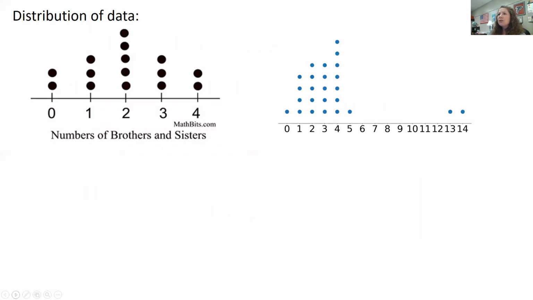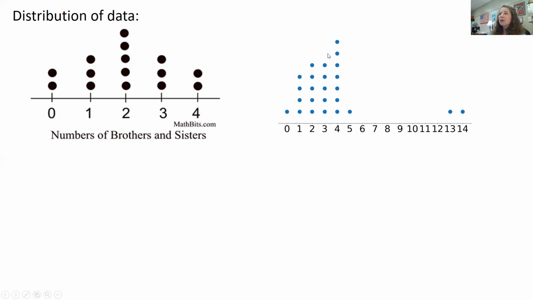All right, now when you get your data, like for example, the graph here on the left, someone has gone around and said, how many brothers and sisters do you have? Maybe the overall question is, what is the average number of siblings, let's say in my Sunday school class? What is the average number of siblings of the members of my Sunday school class? Well, the question would be, how many brothers and sisters do you have? Well, once the data is collected, here on the left, we have shown those results in a dot plot. Well, both of them actually are dot plots.